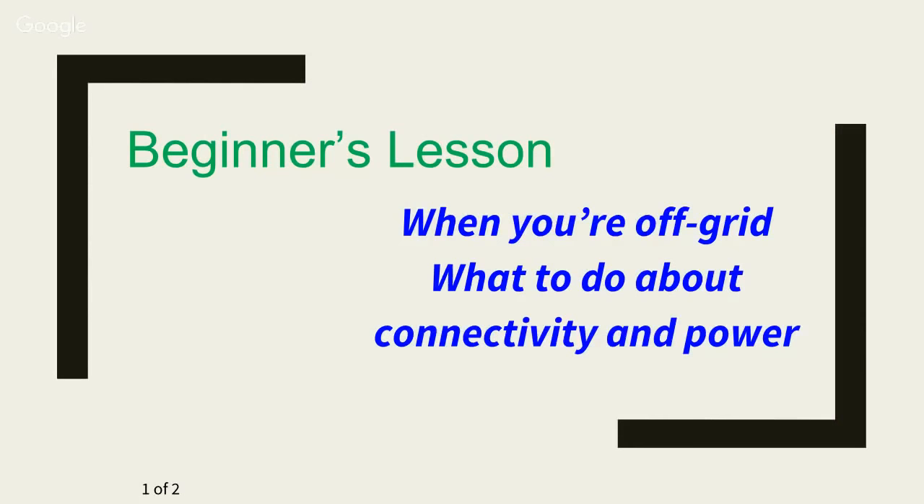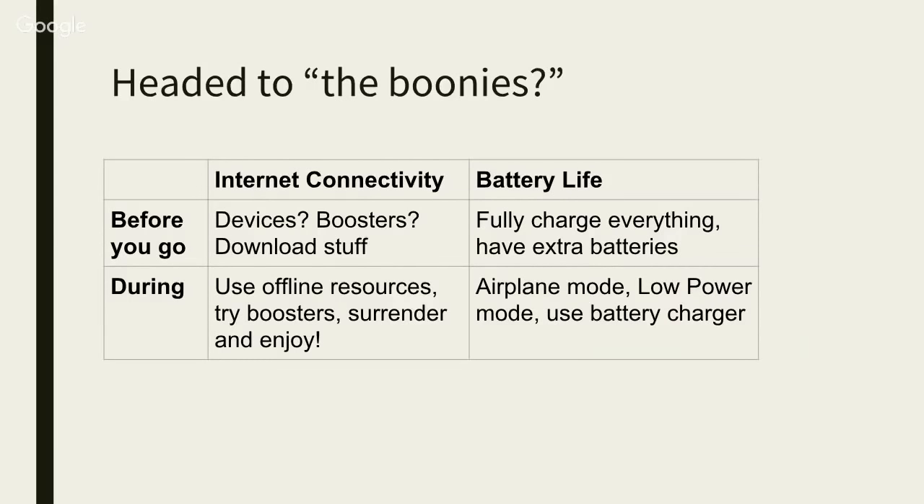But in the meantime, our beginner's lesson, when you're off grid, what to do about connectivity and power. And that was a real issue for us this past week. So we did head to the boonies, and here's some stuff that Chris thinks that you should know. Well, we're gonna talk about internet connectivity and battery life. First internet, then battery. And there's kind of two ways of looking at it: how to prepare, what you should do before you go, and any tips for what to do during.